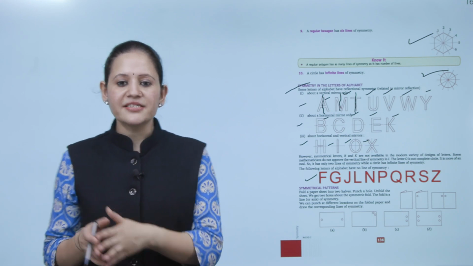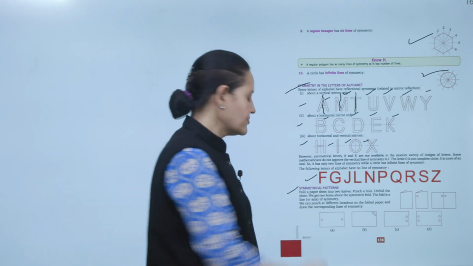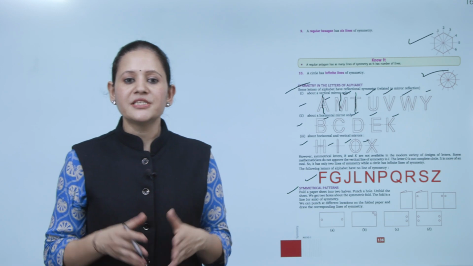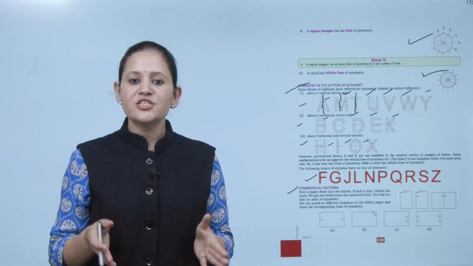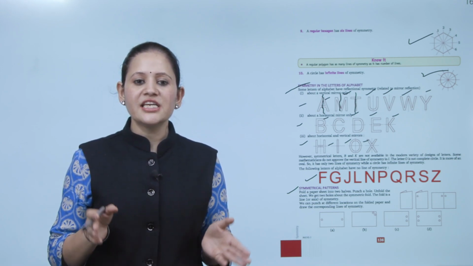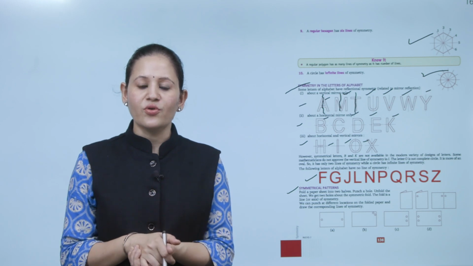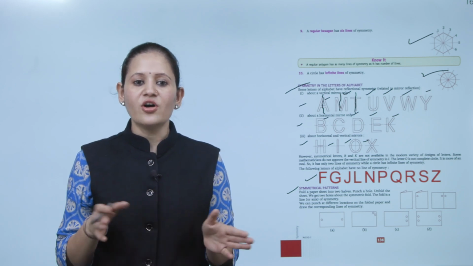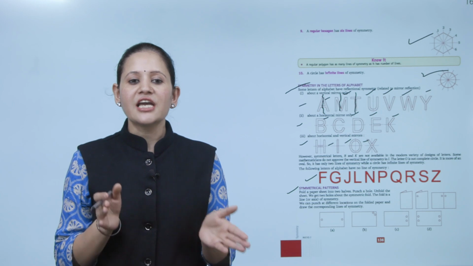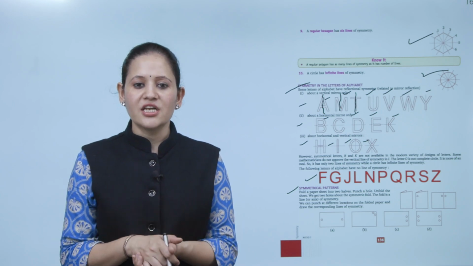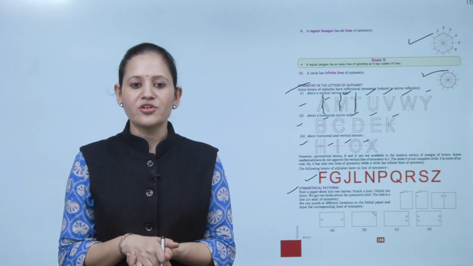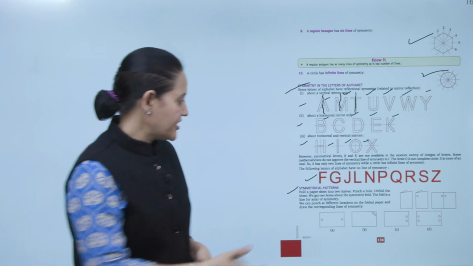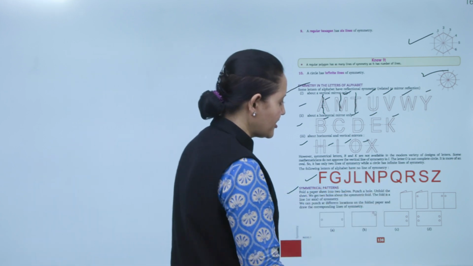Next is symmetrical patterns. Fold a paper sheet into two halves. Punch a hole, unfold the sheet. We get two holes about the symmetrical fold. The fold is the line or the axis of symmetry. We can punch at different locations on the folded paper and draw the corresponding line of symmetry. Like this, you can get the line of symmetry.